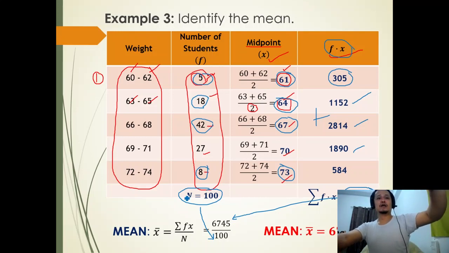So it's easy. Again, to get your x bar, you just multiply the frequency and the midpoint, and whatever are the products, you add them all, divide by the total number of respondents or the total frequency, then you will get your mean. Next, how about the mode?